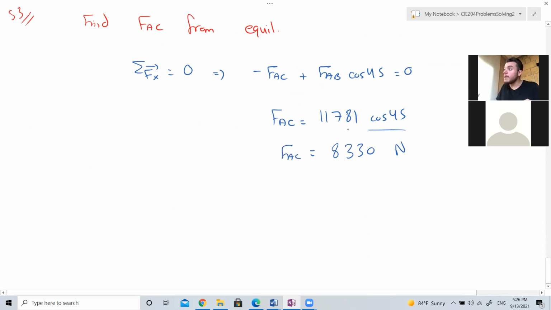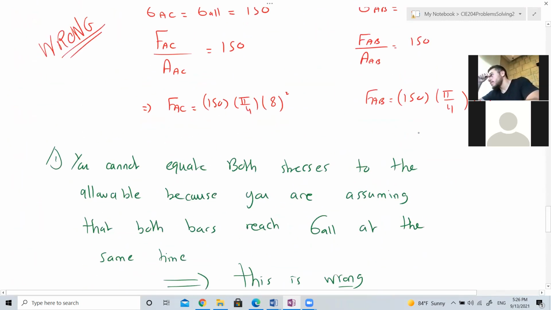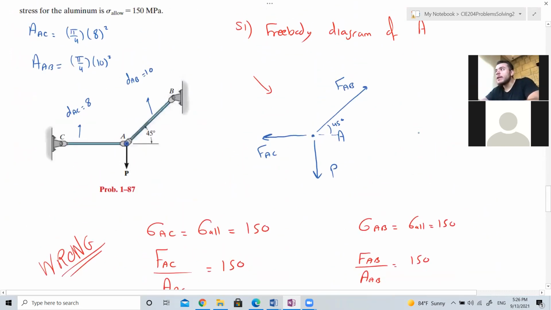Please focus with me. How do you check if the force in AC is correct? You assumed that sigma allowable occurs first in AB. You found the force in AB, then you use the equilibrium equation to find the force in AC. Now, how do you check if the force in AC is correct?